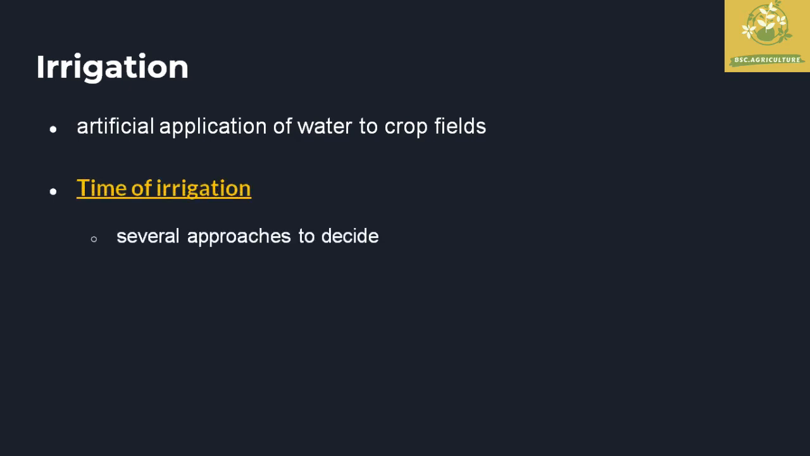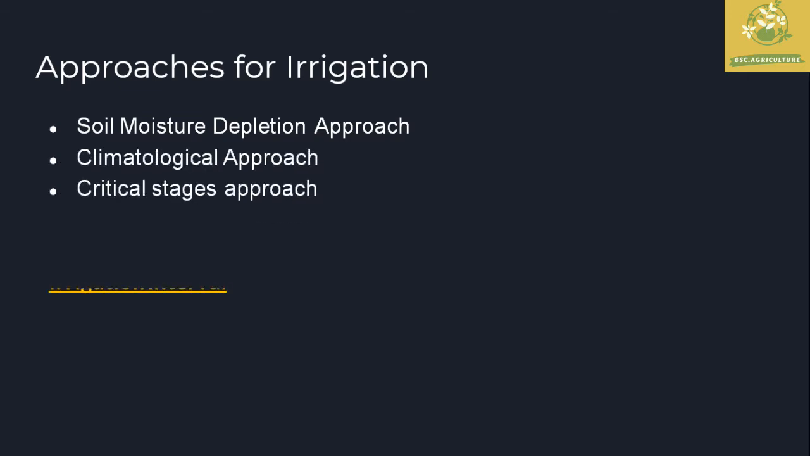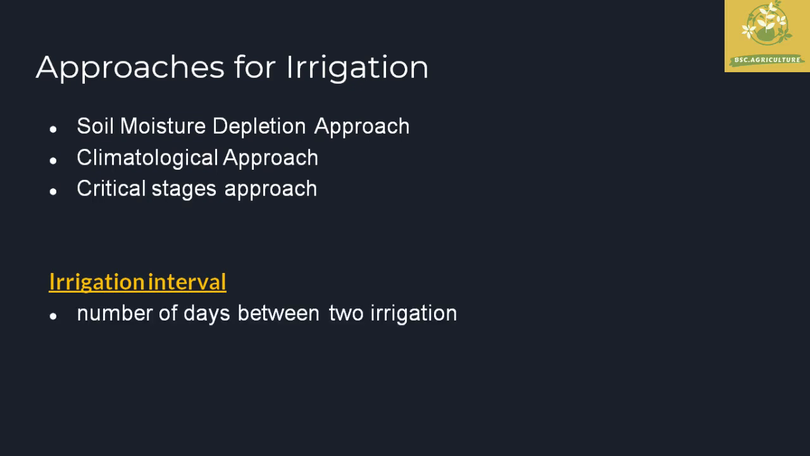While saying the time of irrigation, there are several approaches to decide at which time we need to apply water. The different approaches are the soil moisture depletion approach, the climatological approach, and the critical stage approach. The next topic is irrigation intervals. Irrigation interval is nothing but the number of days between two irrigations, that is, the time gap between two irrigations is known as the irrigation interval.